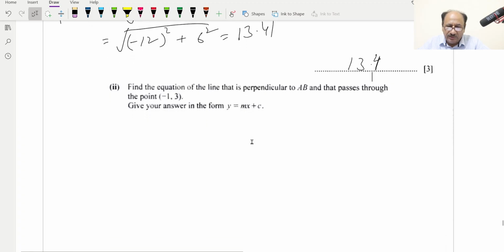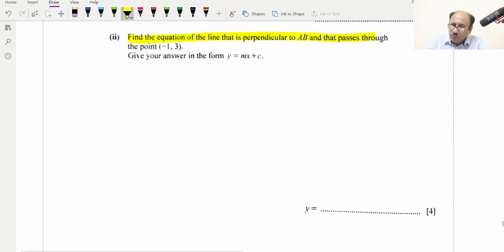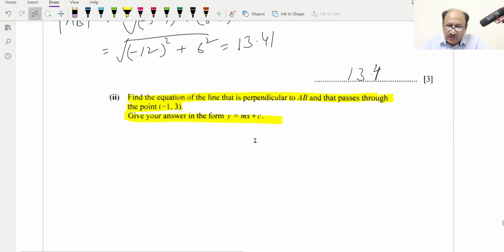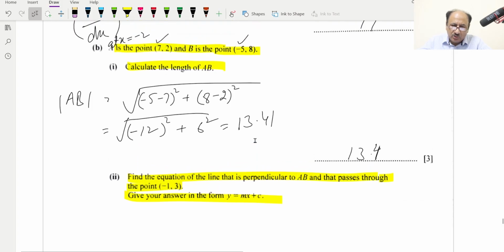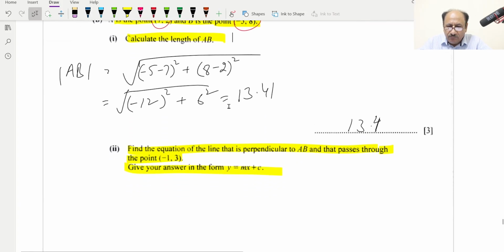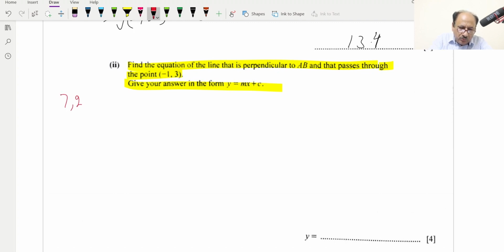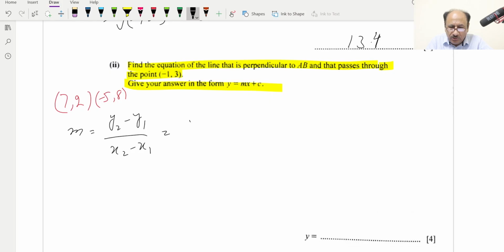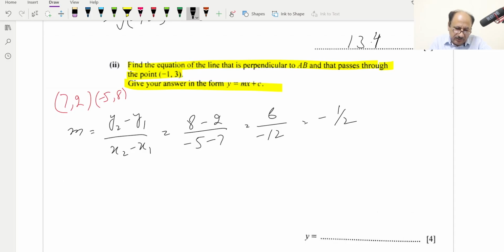So next is find the equation of the line that is perpendicular to AB and passes through this point. Give your answer in the form y is equal to mx plus c. So we can first find the gradient of AB. These are 2 points A and B, 7, 2 and minus 5 and 8. The gradient is equal to y2 minus y1 over x2 minus x1, which is equal to 8 minus 2 over minus 5 minus 7, which is equal to 6 over minus 12, which is equal to minus 1 by 2. And the gradient of the perpendicular will be what? Reciprocal and change sign, so it will be 2.